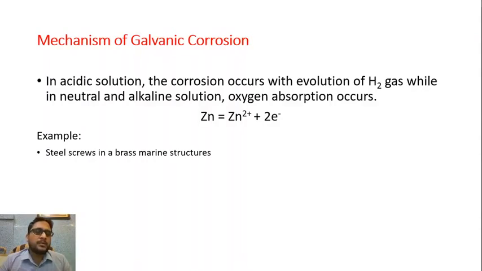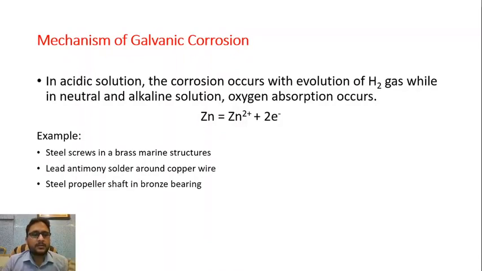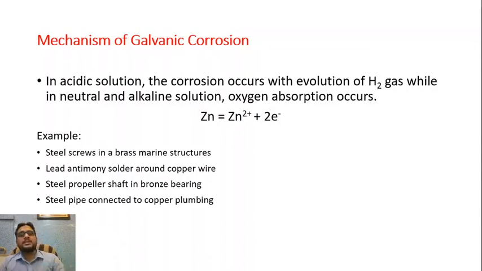Examples of galvanic corrosion are steel screws in a brass marine structure, where steel containing iron is in contact with brass, which is a copper and zinc alloy. Lead antimony, known as solder, used around copper wire; there also we have galvanic corrosion. Or a steel propeller shaft in a bronze bearing. Bronze is an alloy of copper, having copper and tin, Sn. Steel pipes connected to copper plumbing. So these are the examples where galvanic corrosion occurs, and the same type of reaction takes place in a galvanic cell, and therefore the name galvanic is used.